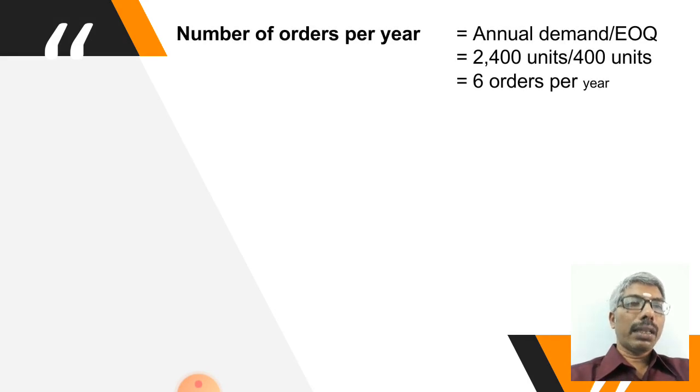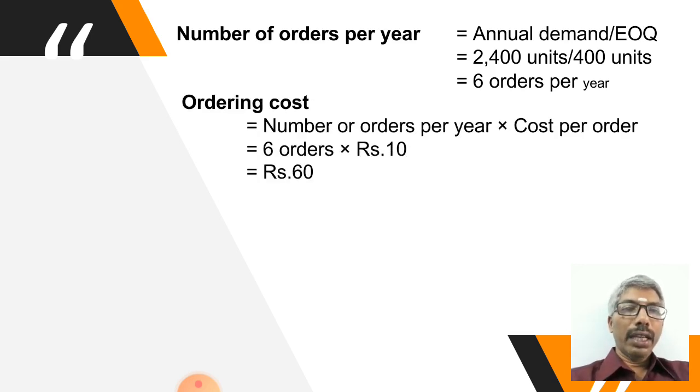And the number of orders per year is 6. That is, 2400 units is the annual demand, and the units per order is 400. Therefore, the total number of orders is 6. Then ordering cost is equal to number of orders per year into cost per order. Here 6 orders we should place to get 2400 units, and the cost per order is rupees 10. Therefore, the total order cost for the year is 60.